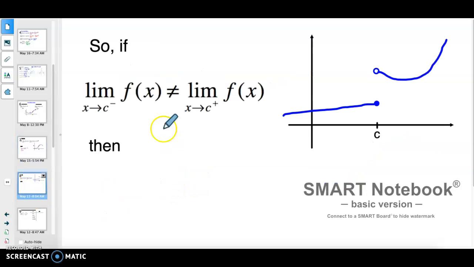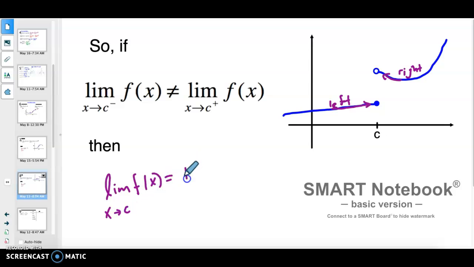On the flip side, if the left and the right side don't equal each other, so here this is approaching it from the left, so you can see it's coming towards c from the left direction, and then here it's coming at c from the right direction. Those two values are different. So maybe this one hit at 3, this one hit at 1. Because those values are not equal, then the limit does not exist. So if we just say the limit as x approaches c of that function, it is not going to exist. So remember, DNE means does not exist.